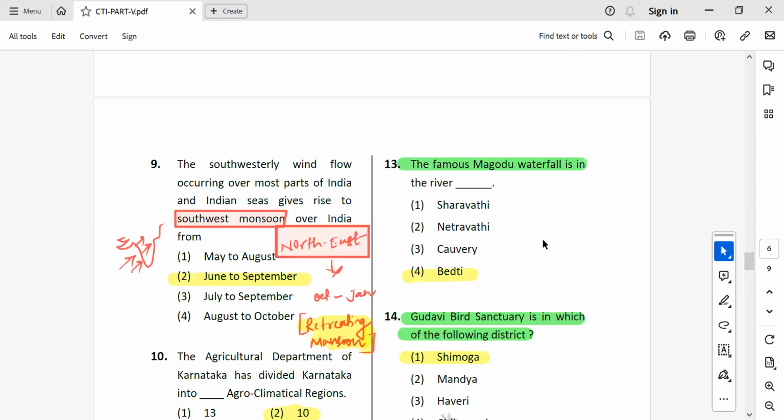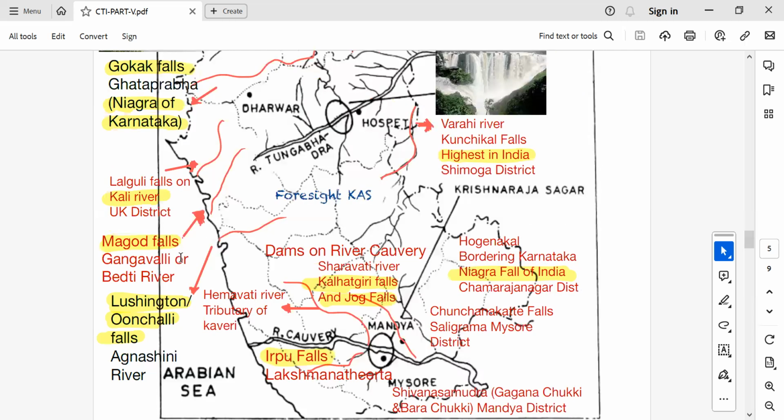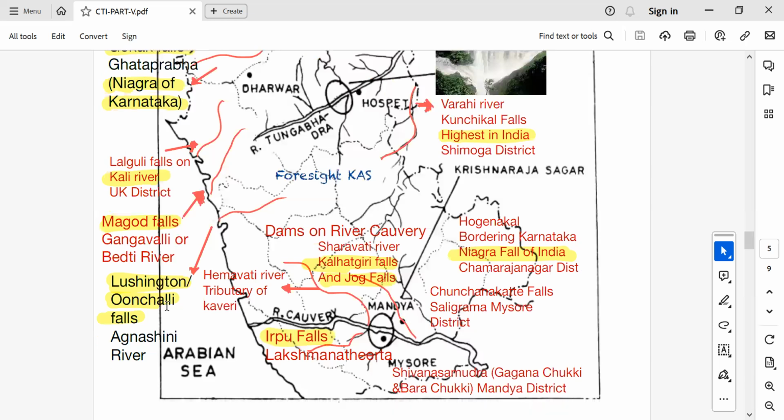Famous Magod waterfall is located on a river called the Bedti River. Bedti River is again a western flowing river. So here falls are also given. This is Bedti River, Magod Falls, and the river is also called Gangavalli or Bedti River. They have also asked about Lushington Falls or Unchalli Falls, which is located on the Agnashini River. This is also a west flowing river.